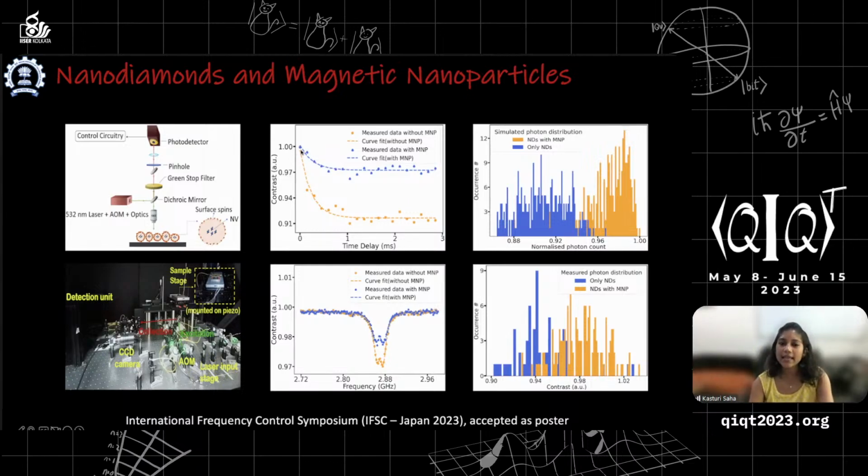Here you can see that in the presence or absence of the particles, T1 gets considerably modified, and it even shows up in the ODMR. We've been looking at the photon statistics and the ODMR, and the presence or absence of magnetic nanoparticles is easily detectable. Now we are trying to push it towards really low concentration detection of magnetic nanoparticles.